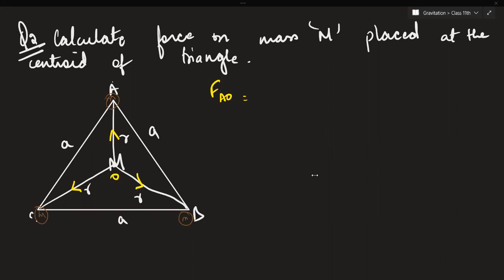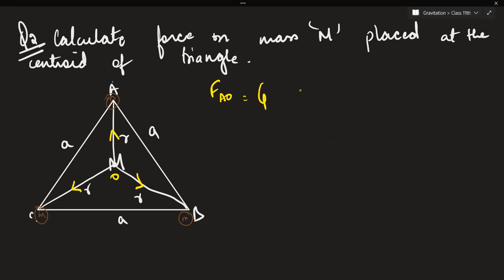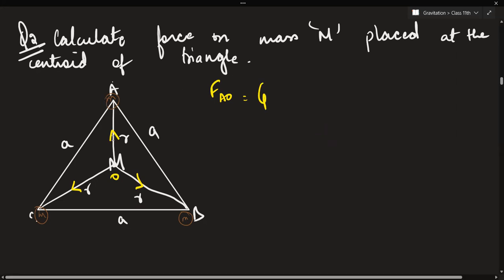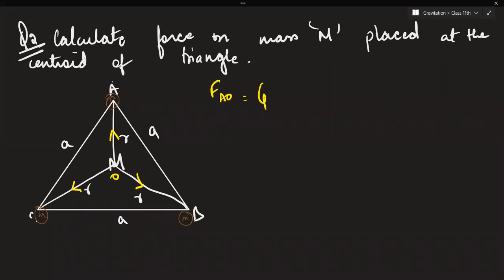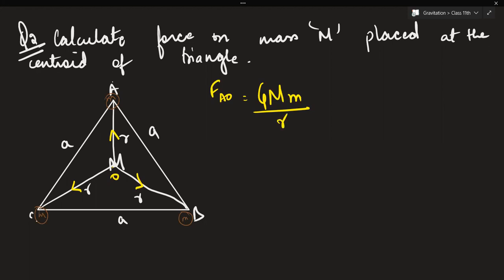Yes, Abdullah. G M1 M2 by R square. Yes, G M1 M2 by R square is the formula. So G I have written. What is M1 here? Take any as M1 and take any as M2. So what should I write here? See, one mass is small m, second mass is capital M. So capital M into small m divided by what is the separation between these two, Abdullah? R. So it will be R square. Yes. Good, Abdullah.